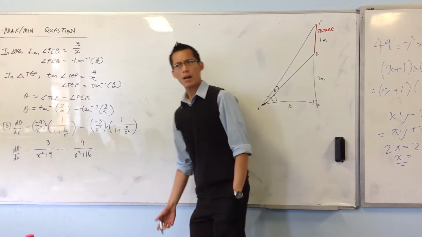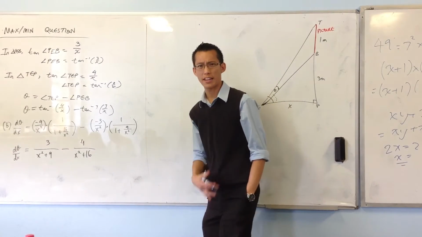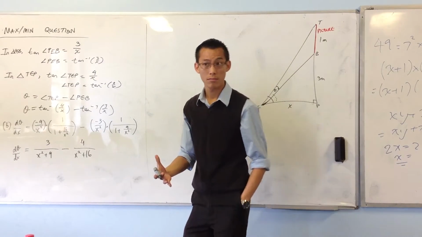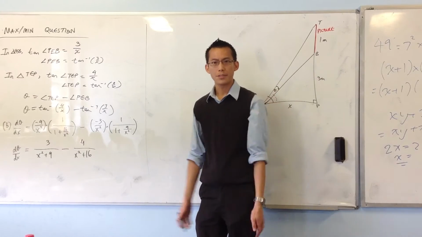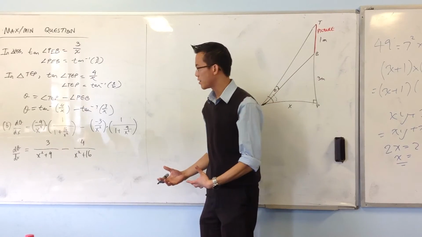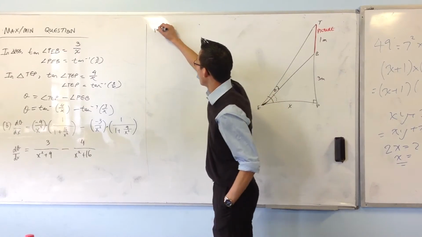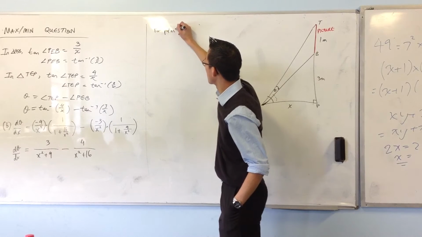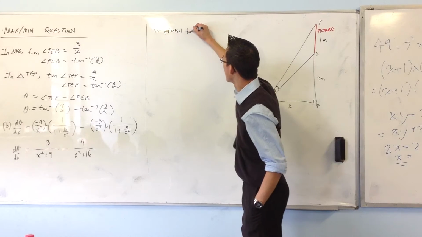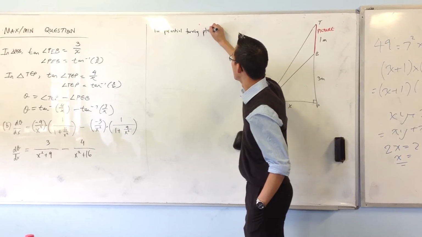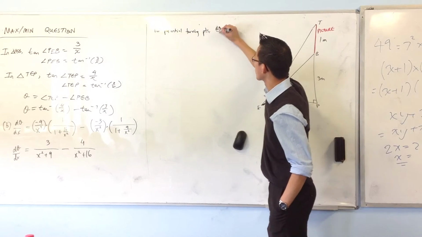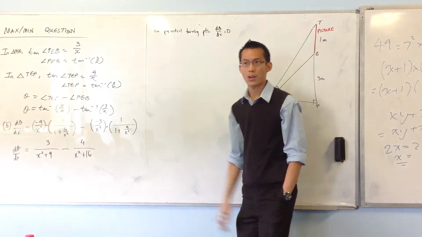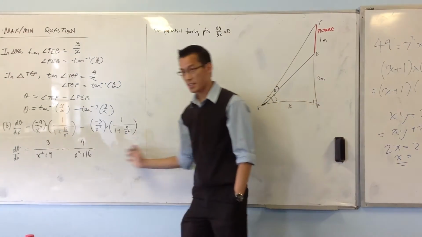Okay, now, why did I differentiate again? What was the point? Where am I going to take that result? Good, yeah. So I'm looking for a maximum, right? So I'm going to say, for potential turning points, this derivative ought to be 0. Okay? So in other words, this thing is equal to 0.